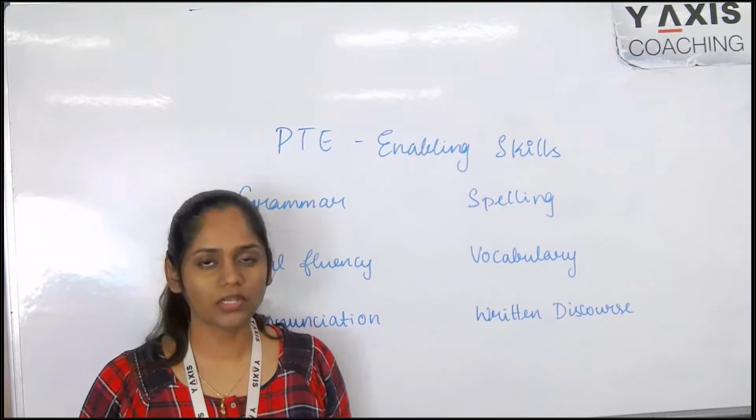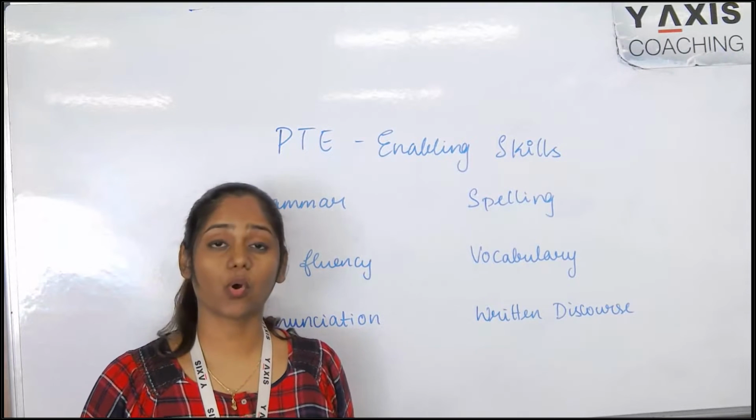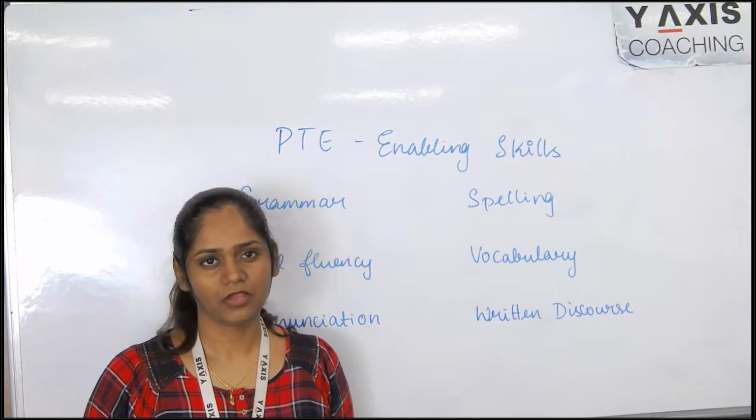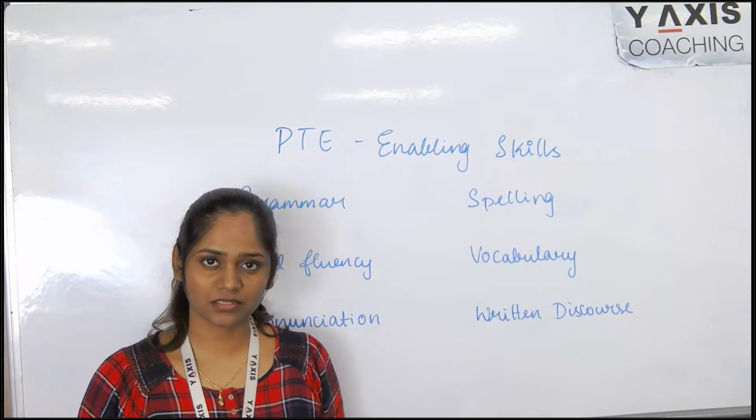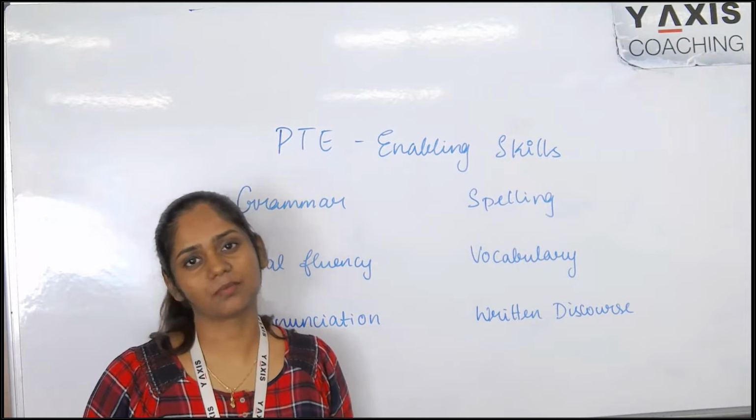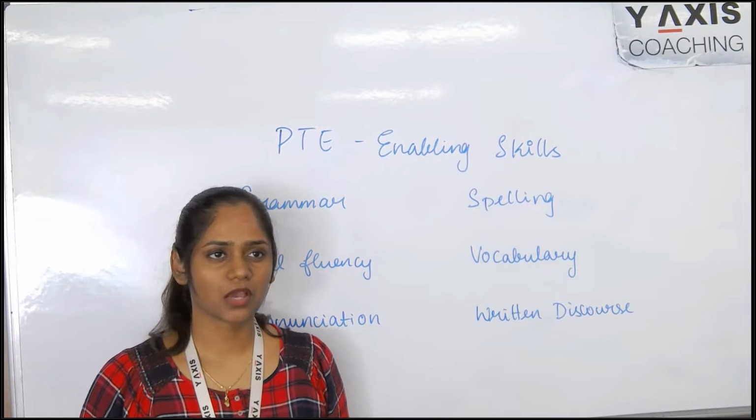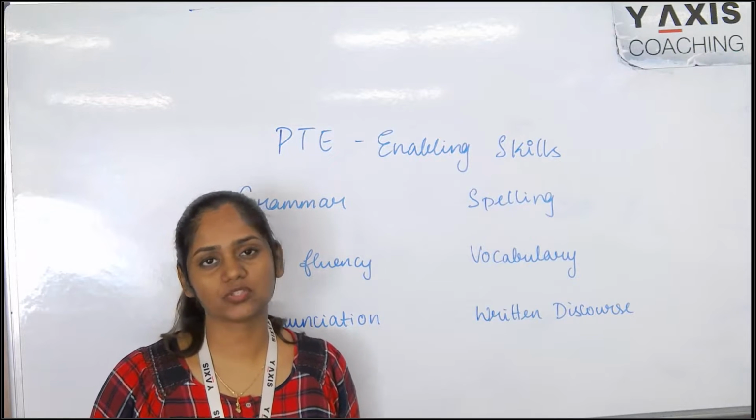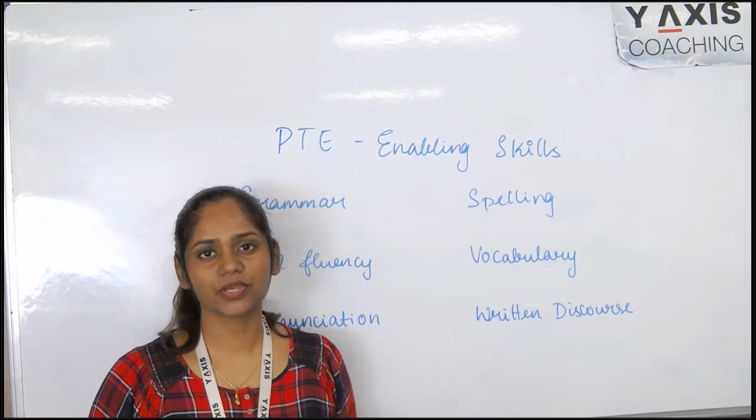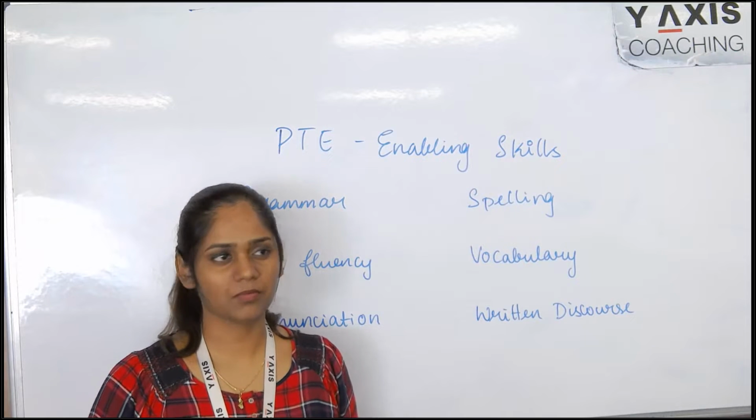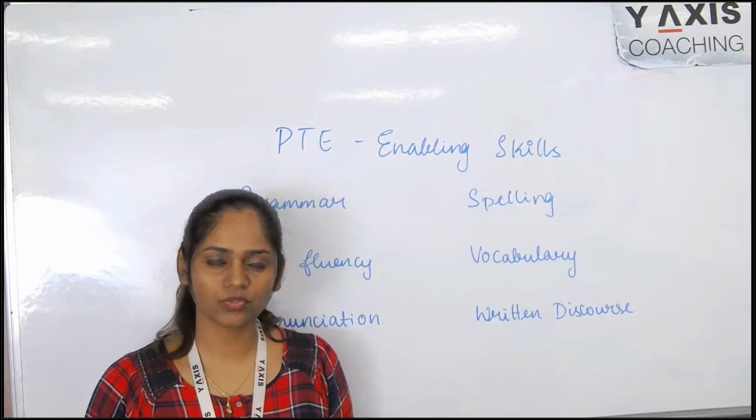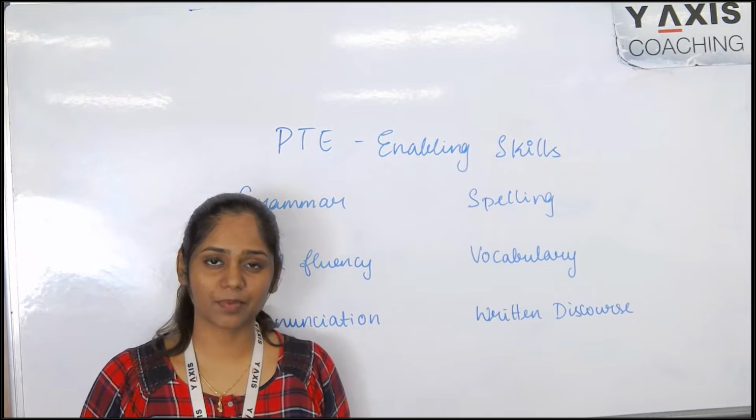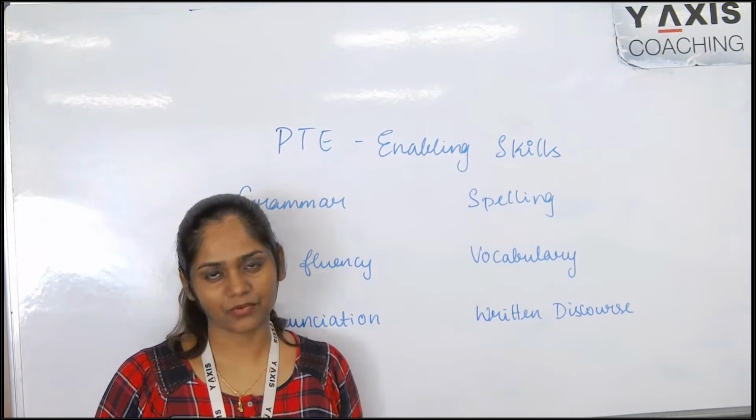Of course, not all enabling skills will be evaluated for all the responses that we give. For some, we need to give oral responses. For some, we need to provide written responses. We need to write down the summaries. And for some item types, we'll have to choose one from a list of options. So whenever you give oral responses, be it a summary or reading the text aloud, you know the item types that you can expect in the PTE exam, right?